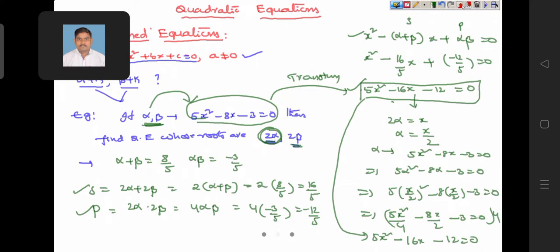In the same way, suppose alpha comma beta are the roots of ax square plus bx plus c is equal to 0. I want to find the quadratic equation whose roots are alpha plus k and beta plus k. What is the quadratic equation whose roots are alpha plus k and beta plus k?